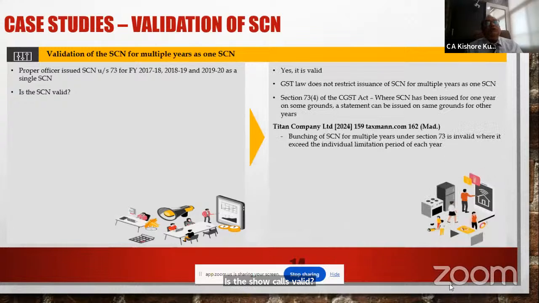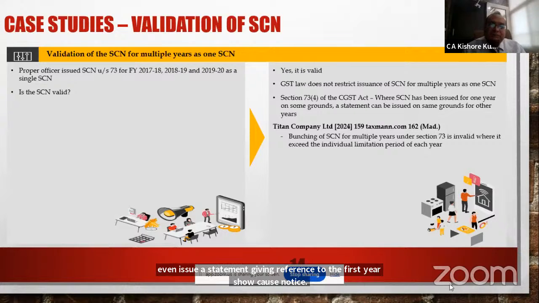Yes, friends, show cause is valid. GST law does not restrict the issuance of a show cause notice for multiple years as a single show cause notice. In fact, Section 73 clearly provides that where a show cause notice for one year is issued, and for subsequent years the matters are exactly the same, the proper officer need not issue a show cause notice. It can even issue a statement giving reference to the first year's show cause notice.